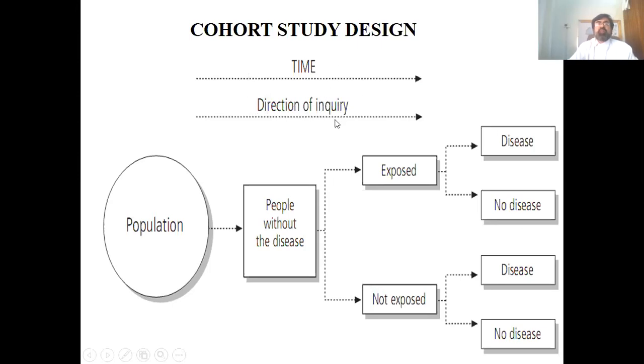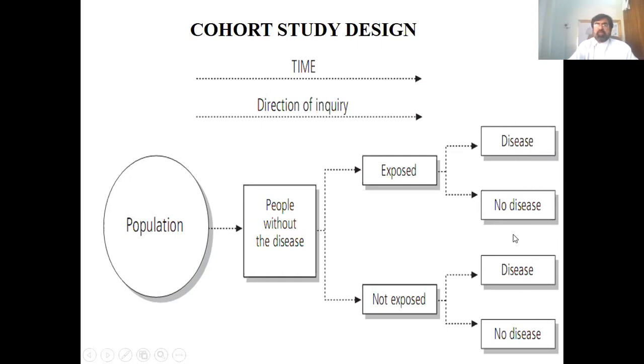That is the direction of inquiry. How would you make an inquiry? First, the population, then you have to identify the people without the disease, divide them into 2 groups, the exposed and not exposed. Exposed to a certain factor, and the group who is not exposed to that factor. And then you have to follow them regularly with periodic visits, you have to make follow-up visits, and then you have to look for the outcome or the disease.